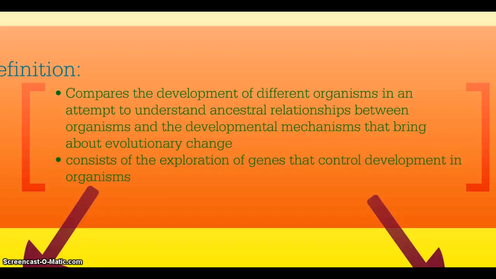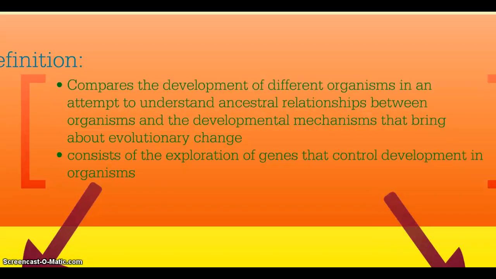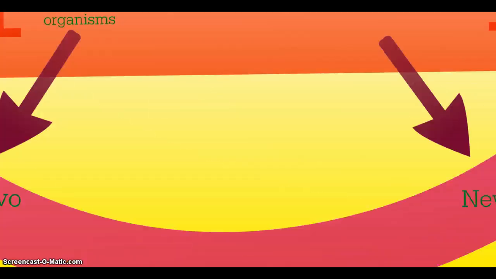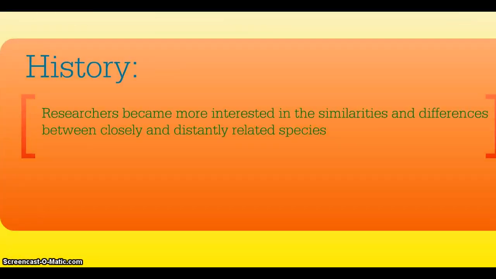Now, these genes are called developmental genes. It's pretty straightforward. The nickname, which is much easier to pronounce, is evo-devo, and that's how I'll be referring to it for the rest of the presentation. And it's a fairly new field of biology. The history: researchers over the past few decades have become more interested in the similarities and differences between closely and distantly related species.